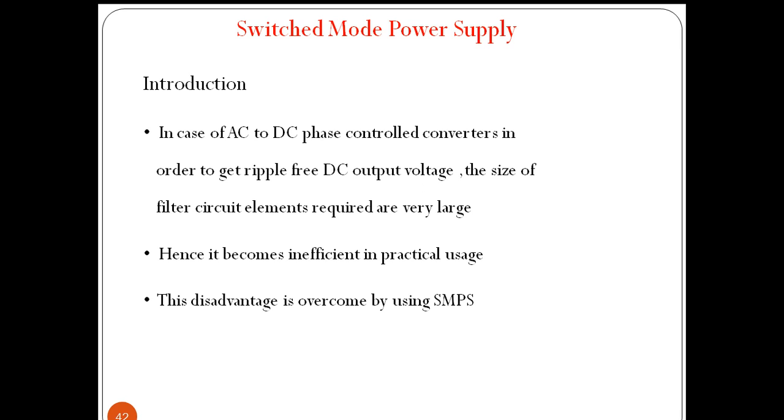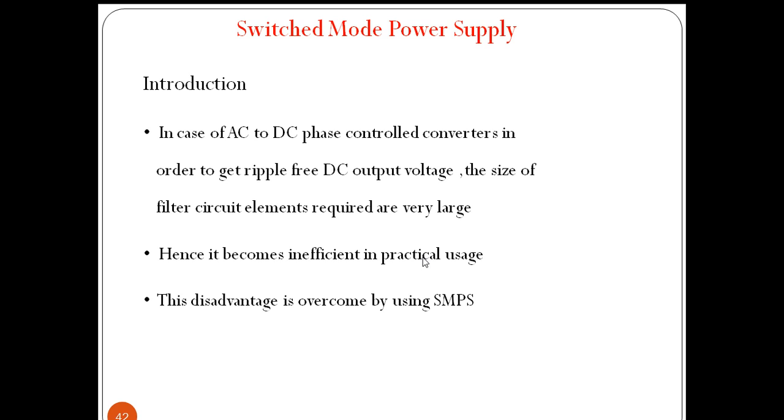Actually, in case of AC to DC phase control converters, in order to get ripple free DC output, the size of filter circuit required will be very large. Hence, it becomes inefficient in practice. So, this disadvantage can be overcome by using SMPS.